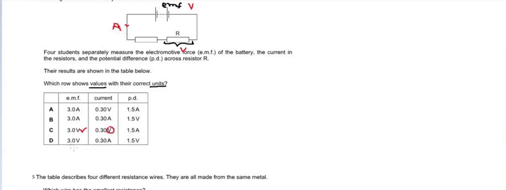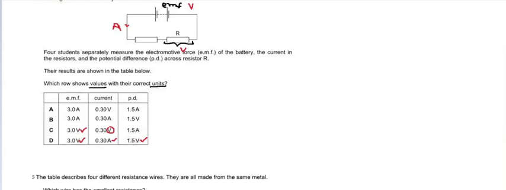In option D, you can see the EMF voltage is correct, EMF is measured in volts. The current is measured in amperes, that unit is correct. Then potential difference is measured in volts. So as far as the units are concerned, only this option is correct. The EMF is given as 3 volts. The current is 0.3 ampere, which depends on the value of the resistance. We don't know the value of the resistance here, and the potential difference across the resistor R is 1.5.